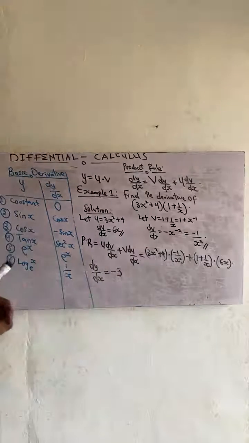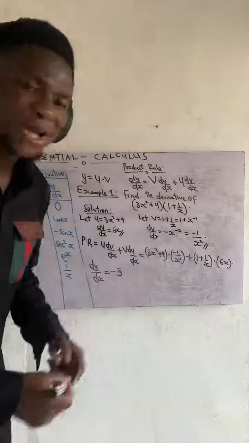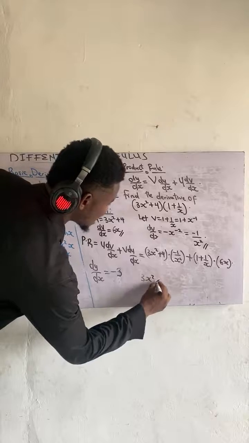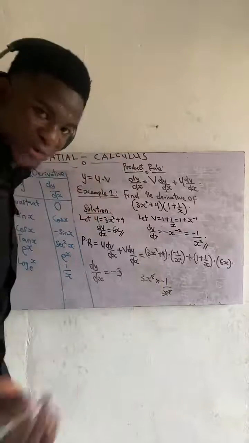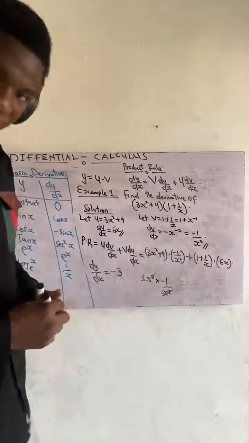Minus 3. Someone will ask me that, how is it minus 3? It will be minus 3 because 3x squared times minus 1 over x squared. This x squared, we cancel x squared. What will remain? It will remain 3 times minus 1. Do you get that?